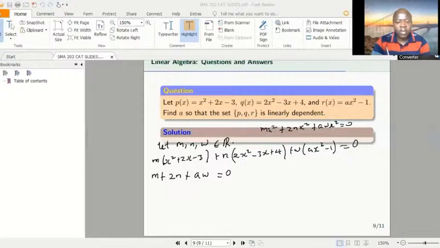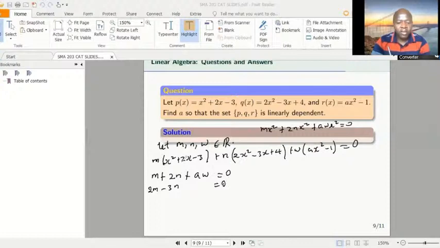When you divide here by x squared, you get m. Divide here by x squared, you get 2n. Divide here, you get aw. Divide here, you have 0. That's what I wrote. Now let's come to the ones that have an x. M times 2x, I'll get 2m. Remember that x will also cancel out. And then n times negative 3x, I'll get negative 3n. And then there is no x here, so this equals 0.